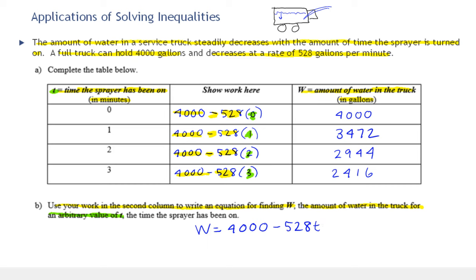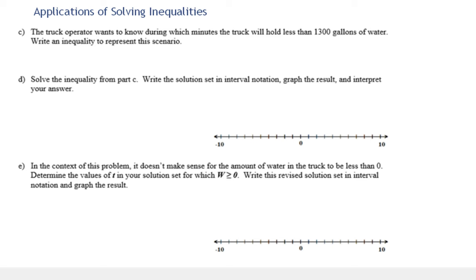So let's look at the next question. The truck operator wants to know during which minutes, I'm going to put that in green, during which minutes the truck will hold less than 1,300 gallons of water. And we want to write an inequality to represent this scenario.